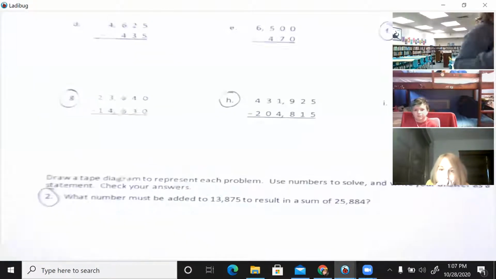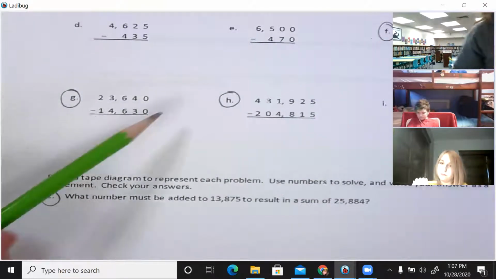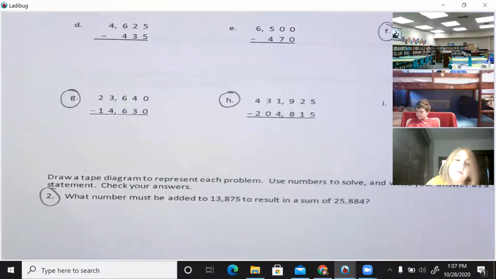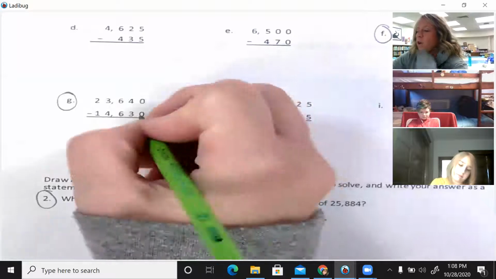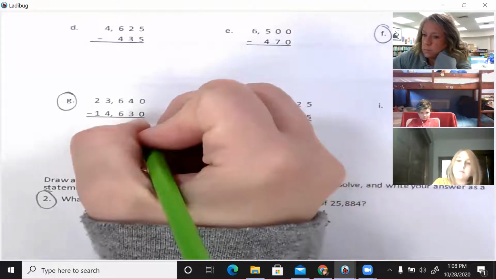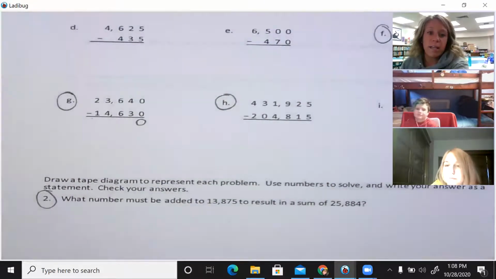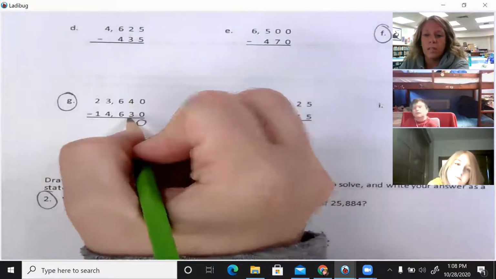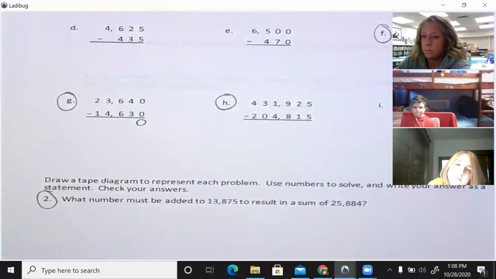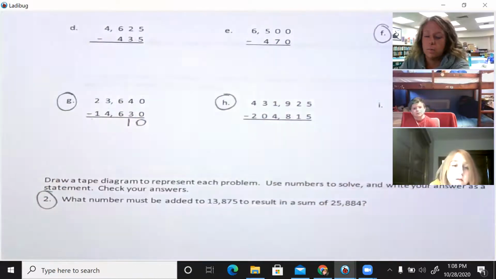When we subtract, should we start over here in the 10,000s place or should we start in the ones place? You should start in the ones place. Okay, so I have 0 minus 0. If I have 0 and I'm taking away 0, what do I have left? 0. Anything minus 0 is itself because I'm not taking anything away. If I have 4 and I take away 3, what's left? 4 minus 3 is 1. 6 minus 6 is 0.